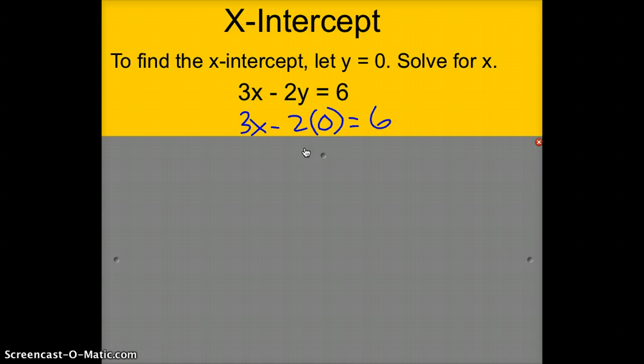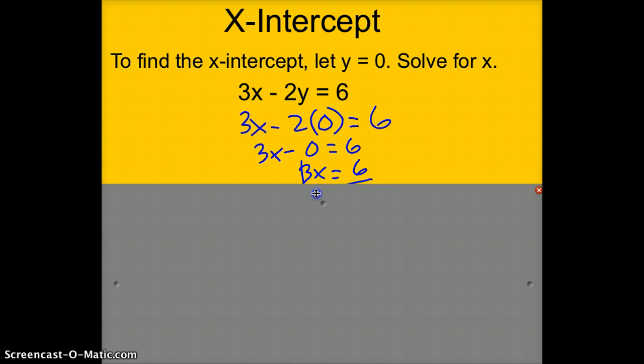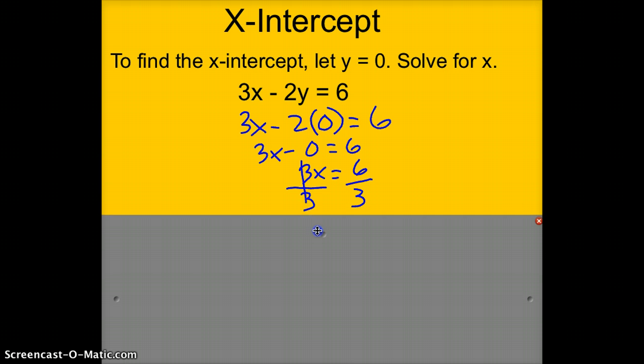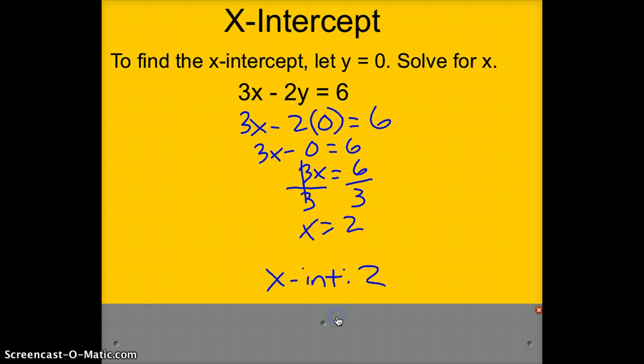Now we're going to solve our equation for x. We have 3x minus 2 times 0 equals 6, which is really 3x minus 0 equals 6, because 2 times 0 is 0. Which is really 3x equals 6, and if you divide by 3 on both sides, you get x equals 2. So your x-intercept is 2. On your graph, this will be the point (2, 0).